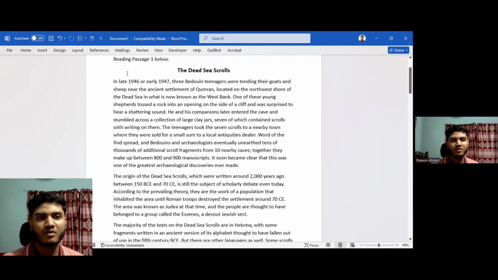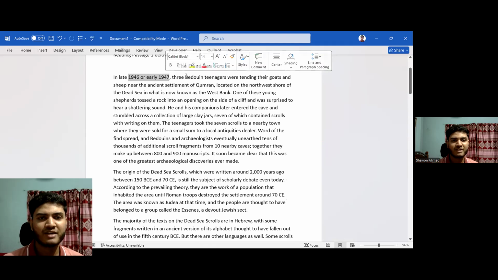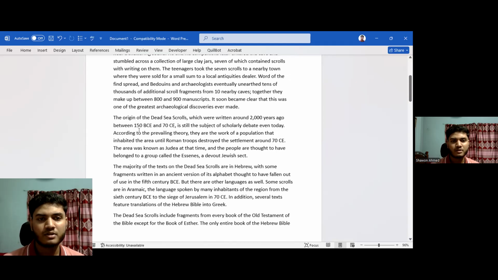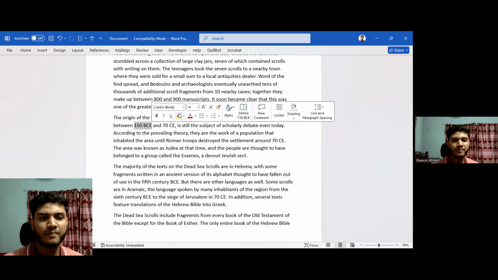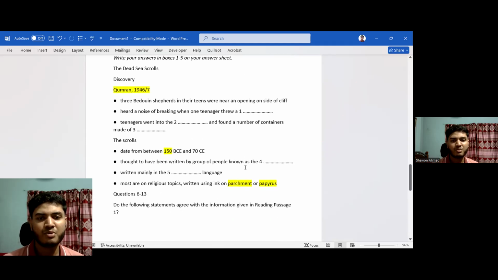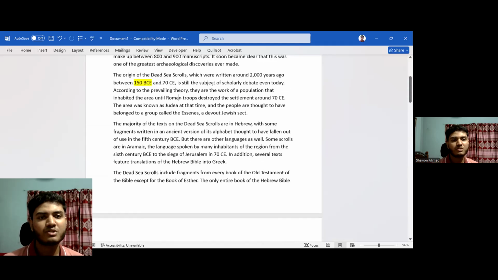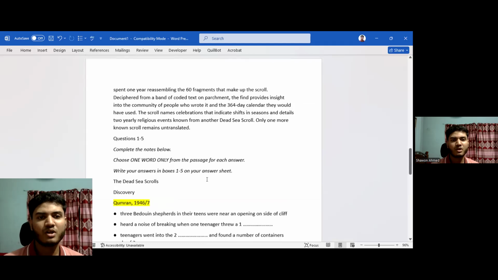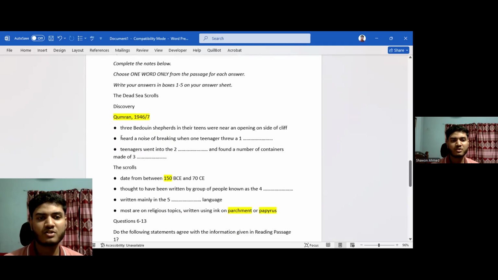So we got 1946 and 47. We got Qumran and 150 BCE. Okay, that's okay. So our right answer should be in the first few paragraphs, as we get the keywords from here. So let's look at the question first.